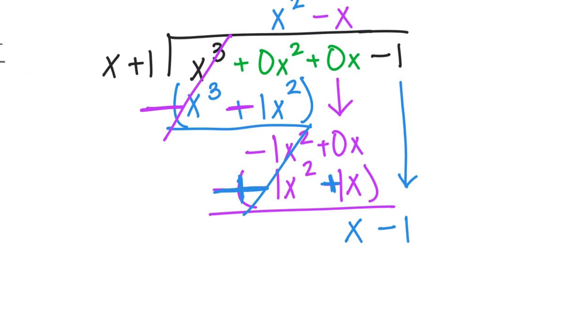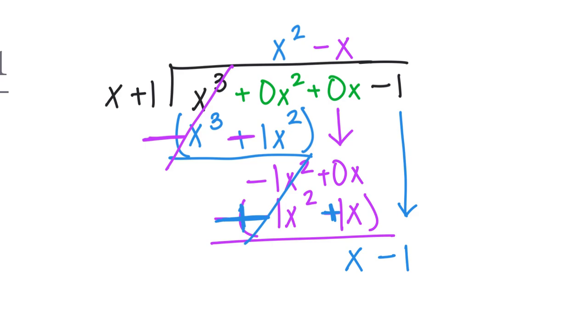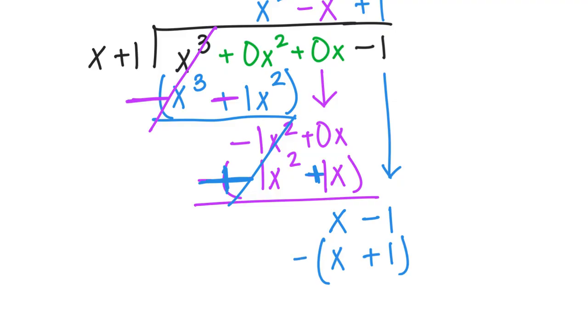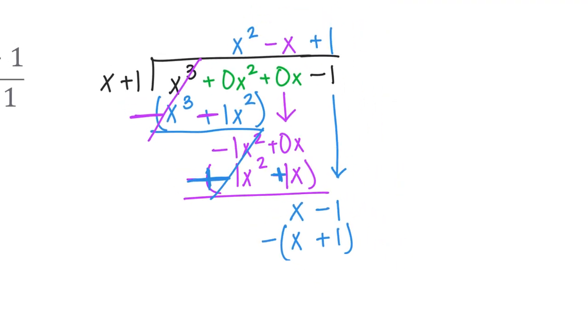Now, what times x would give me x? Positive 1. Okay? So this is going to be plus 1. This is going to give me x plus 1. And then don't forget, you are subtracting. So that means my signs are going to change. This is now negative. Same thing here. These cancel out. What's negative 1 minus 1? Rules of integers. Negative 1 minus 1 is going to give me negative 2, and that's my remainder.